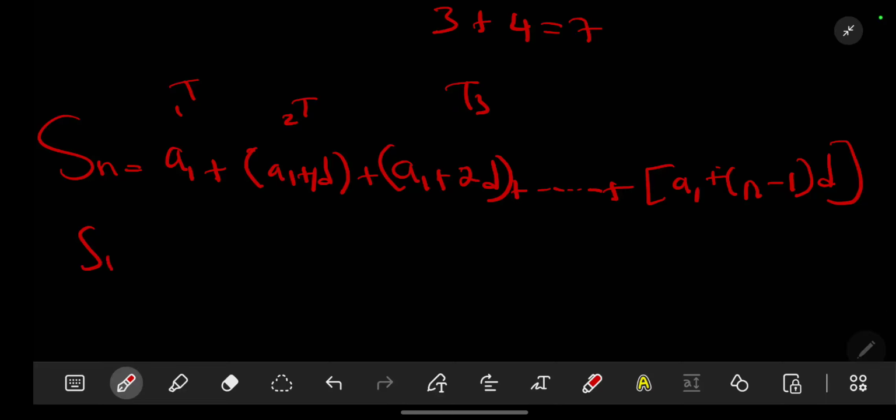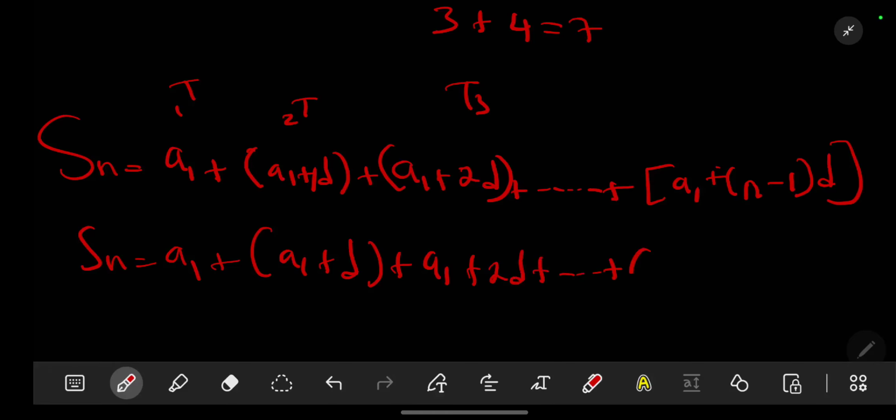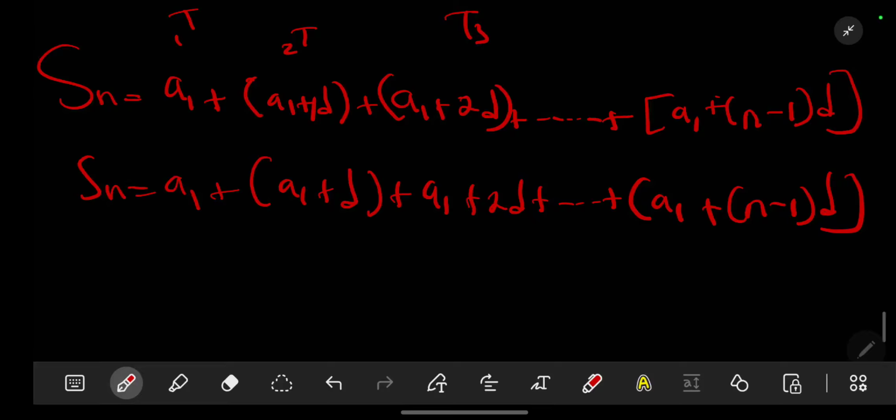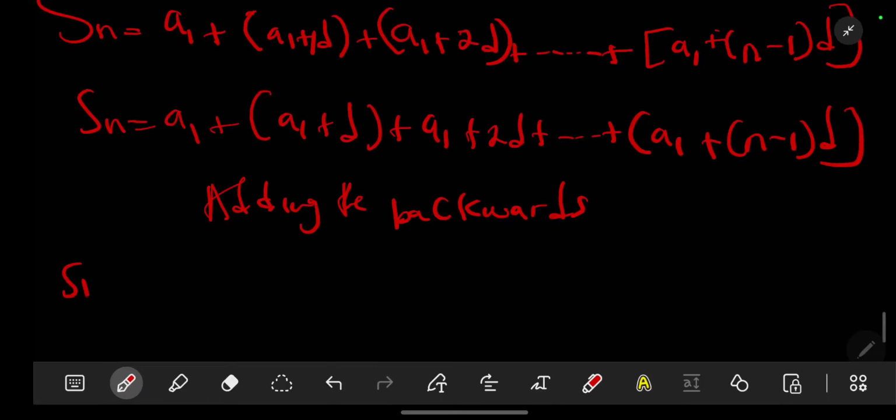So the sum should be equal to A1 plus, we have our A1 plus our D, then plus our A1 plus our 2D, plus dots dots dots, plus our A1 plus our n minus 1 times our D. So from there we are also going to introduce another one. We are going to be adding backwards. Adding backwards means you are beginning from the last term. So the sum should be equal to something like this.